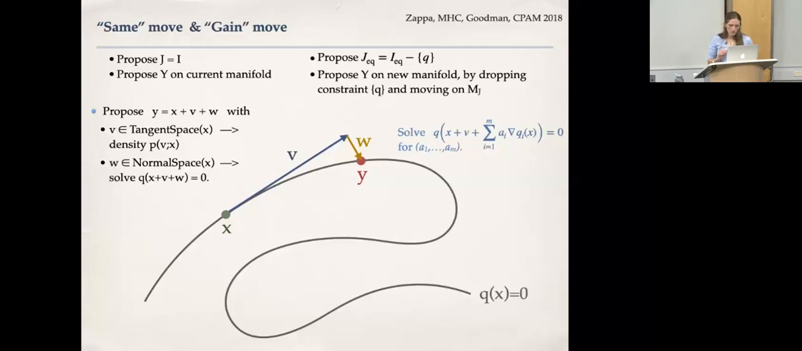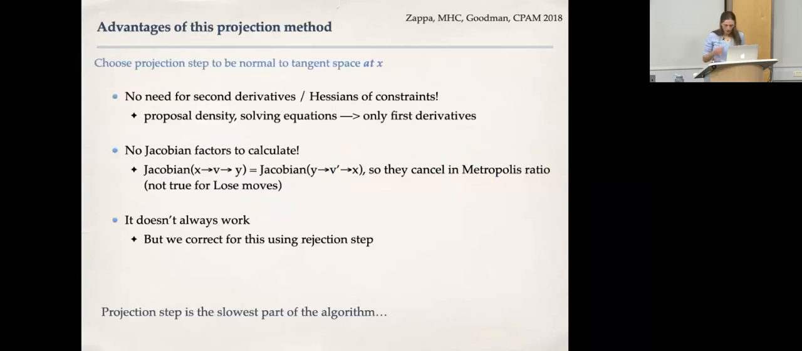So this we call the projection step. Now, there's other ways to do projections. You might wonder why we don't find the closest point on the manifold, which would be another natural way to do a projection. And that would be asking that the step be in the normal space at y. This kind of projection has a few advantages. We found that when we do this kind of projection, we never need to calculate second derivatives, i.e. Hessians of our constraint functions. We can calculate the proposal density for the move, and we can solve the nonlinear system of equations using only first derivatives, which is a big advantage.